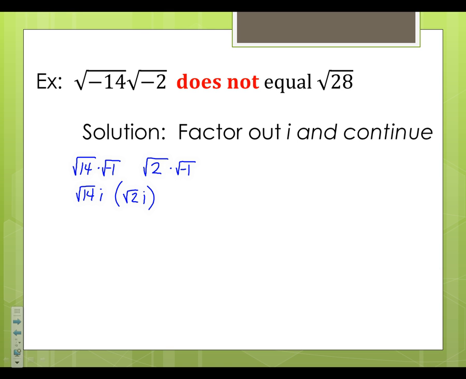Now we have 4 things to multiply together. The positive root 14 and the positive root 2 can be written together as positive root 28. And then i times i, of course, is i squared. We're still not quite done. i squared can be simplified. i squared is a negative 1. So the end simplified answer for this is negative 1 times the square root of 28, or you could just write it like this. Either of those are fine.